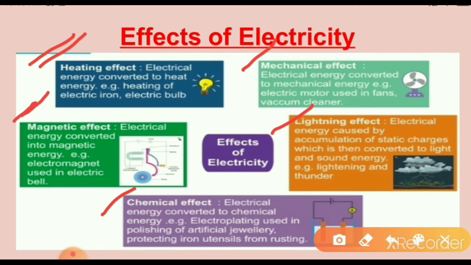And the second one is the magnetic effect. What is the magnetic effect? What is the relation between the magnetic effect and electricity? The electrical energy is converted into magnetic energy. Students, which energies are converted here? The electrical energy is converted into magnetic energy. For example, in the previous video you saw the electromagnet used inside the electric bell. When the current passes through it, the magnet behaves like an electromagnet.